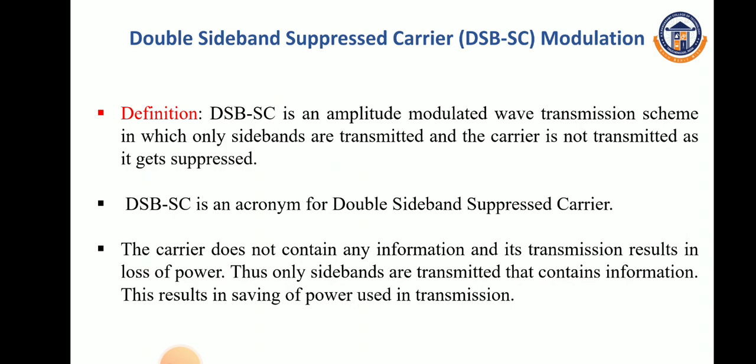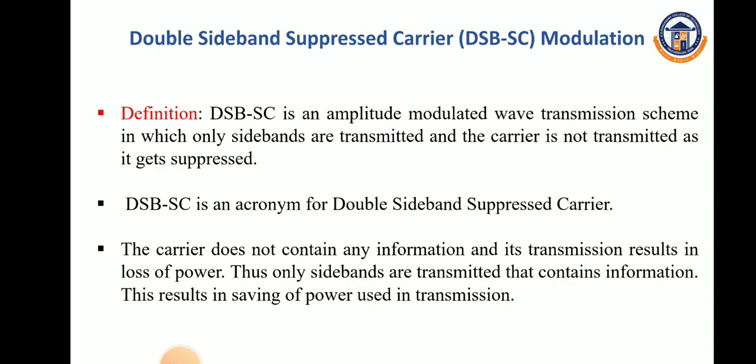First we should know about double sideband suppressed carrier. So what is the definition of double sideband suppressed carrier? It is an amplitude modulated wave transmission scheme in which only sidebands are transmitted and the carrier is not transmitted as it gets suppressed. So here we only send the sidebands, so the carrier is not transmitted to the other end. DSB-SC is an acronym of double sideband suppressed carrier.